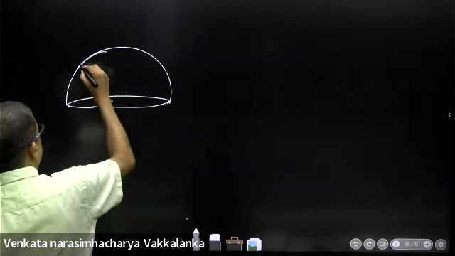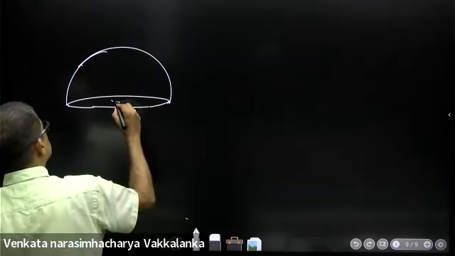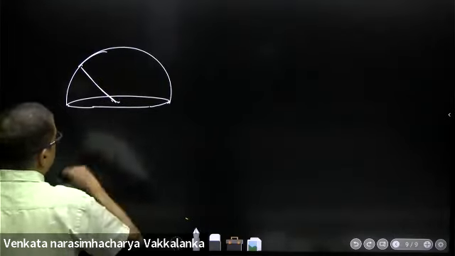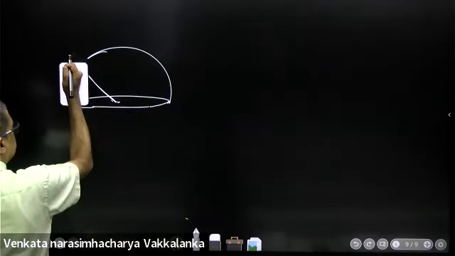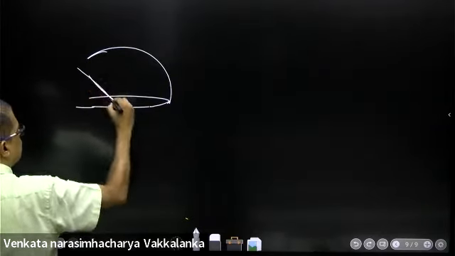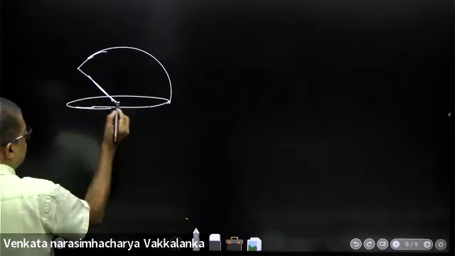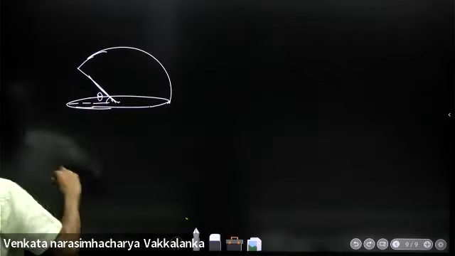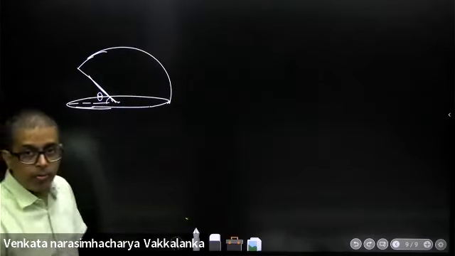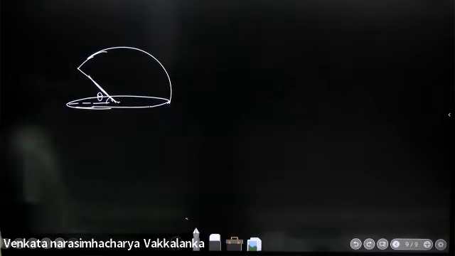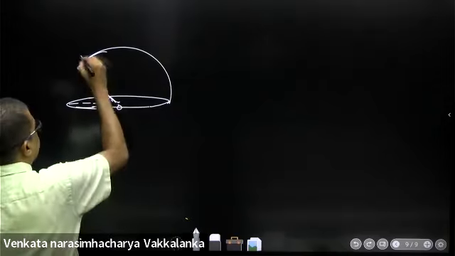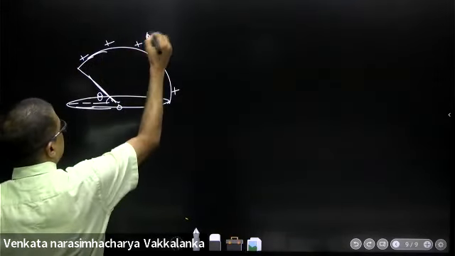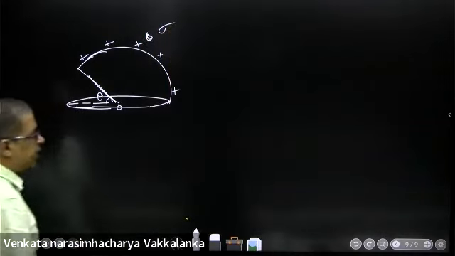This is a hollow hemisphere from which one section is removed. This I'll call theta. One section of the hollow hemisphere is removed. Find the field at O due to the remaining part left over. I'll call this sigma, charge per unit area.